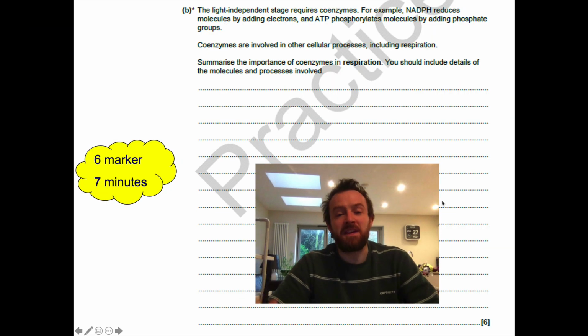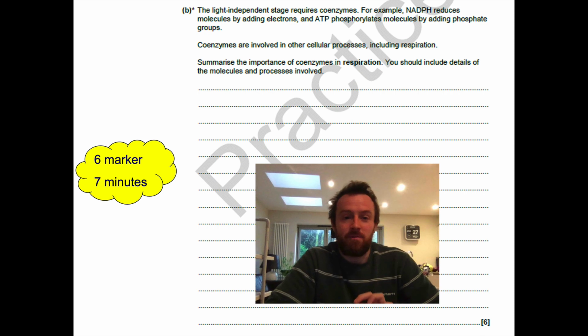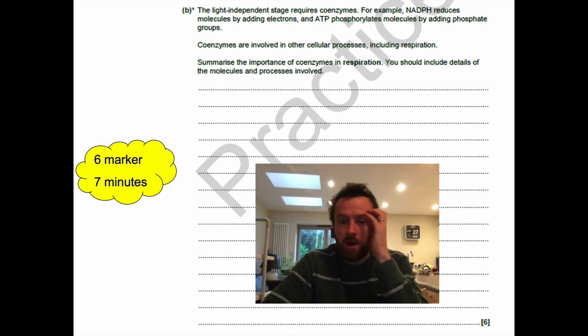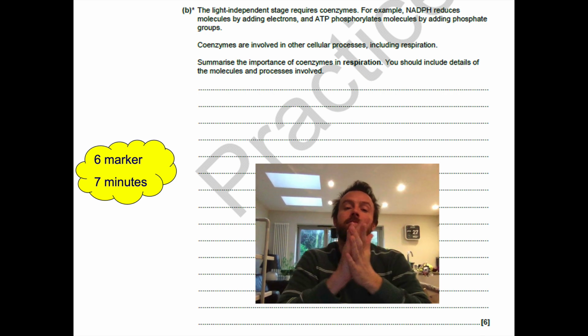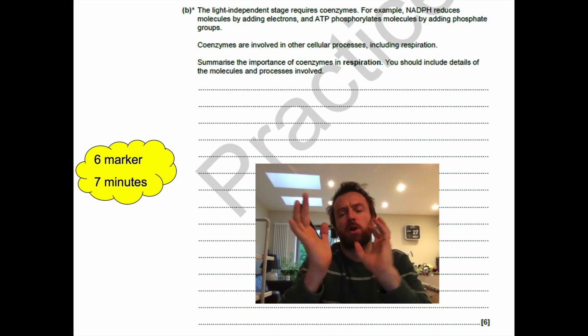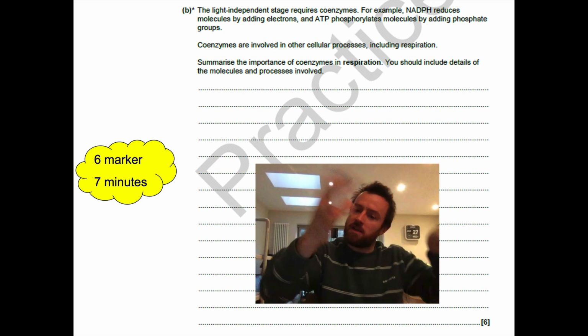So, here's the 6-marker. I'm going to read it to you. So this question, taken from a paper a couple years ago, the first part of the question was about photosynthesis, but then the question turns and asks you about respiration.